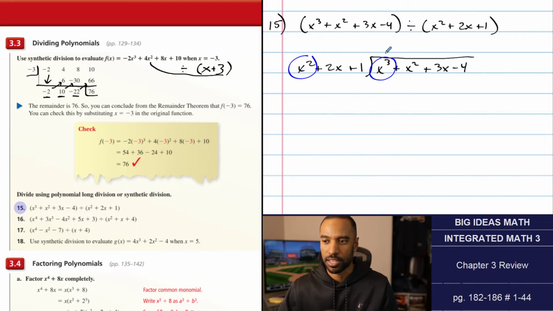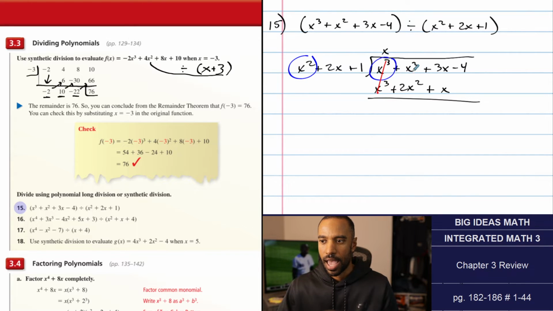X squared goes into x cubed just x times. Now you multiply x squared by x to get x cubed, 2x by x to get 2x squared, and 1 times x to get x, and you subtract the result of this from that. X cubed minus x cubed is 0. X squared minus 2x squared is negative 1x squared. 3x minus x is 2x. And the negative 4 minus 0 is negative 4, so that just goes down like that.